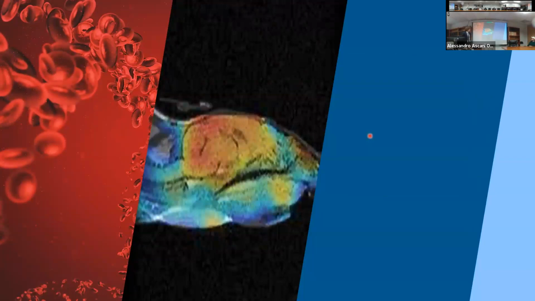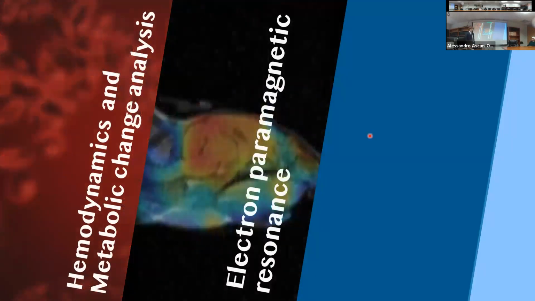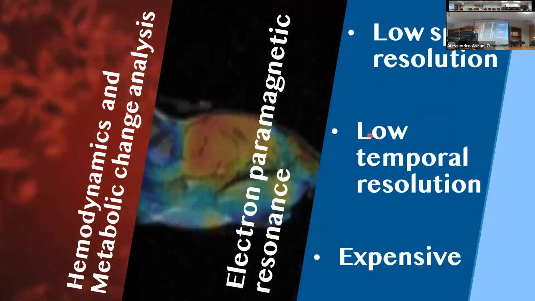So how do we study this more, and how do we know more about this? Current techniques to study the real-time changes in this concentration and in this molecular dynamics have been explored in the past. These are some of them: hemodynamics, metabolic change analysis, electron paramagnetic resonance. However, they all share multiple disadvantages that make the understanding of these diseases more complicated for us.